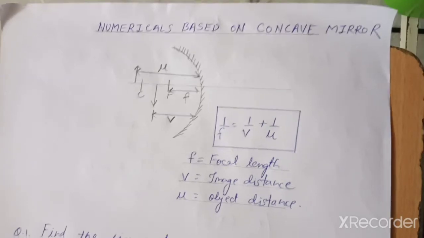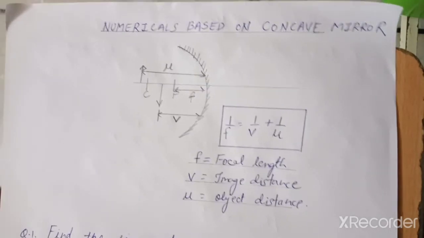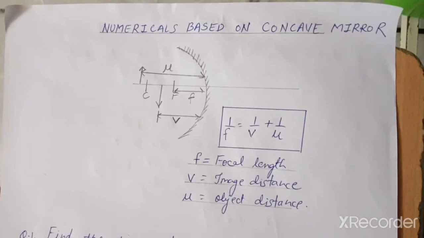Hello students, yesterday we did the ray diagrams of the concave mirror. We considered the 6 ray diagrams for the different positions in which the object was kept and the different positions of the images which were formed. Now today we are doing the numericals which are based on the concave mirror.